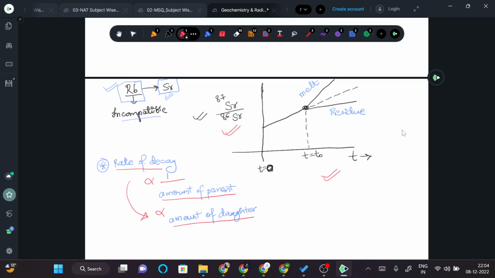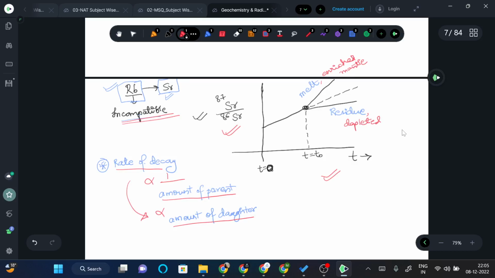So here the direct relation is there from Rb to Sr. If Rb is decreasing, Sr will increase. That's a basic thing, everyone knows about this. Since Rb is more incompatible, it will be enriched in the melt. It won't form a residue, right? So we call this enriched mantle, and we call this depleted mantle.